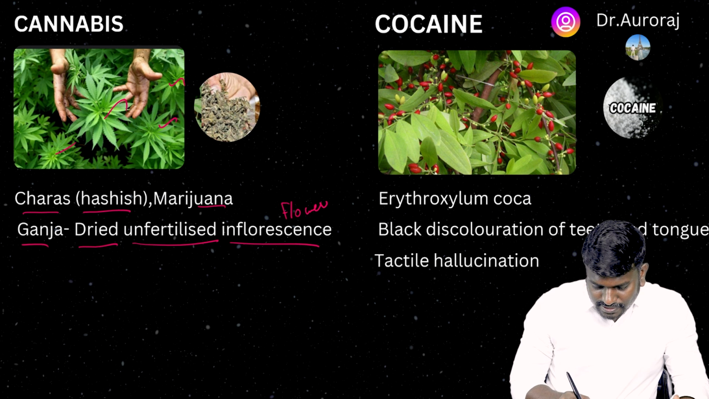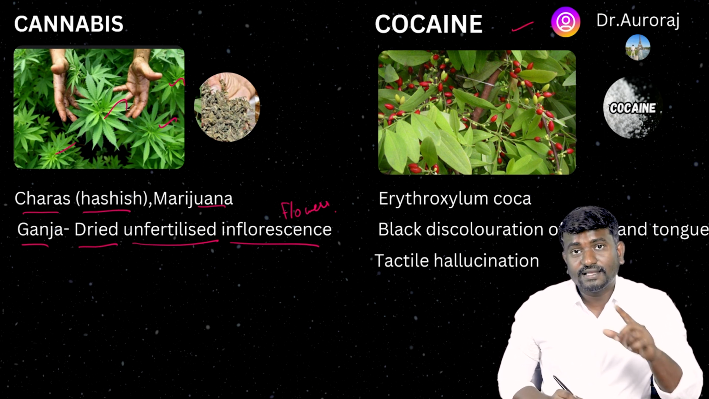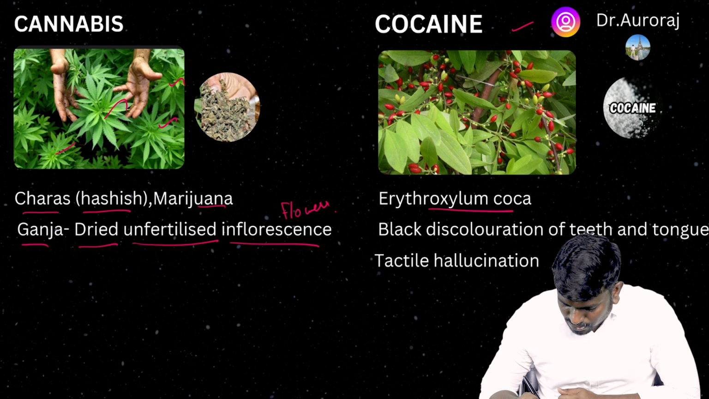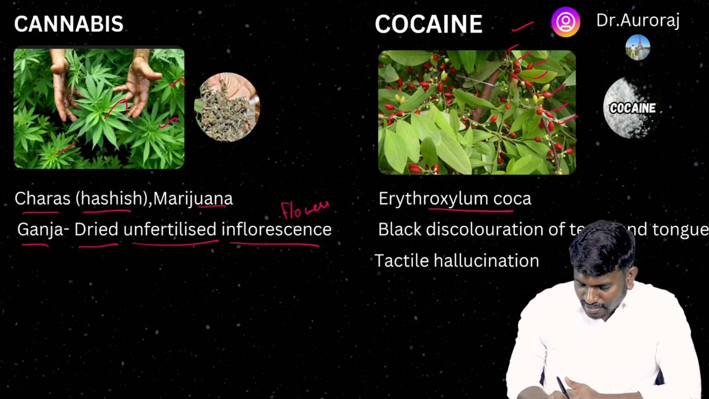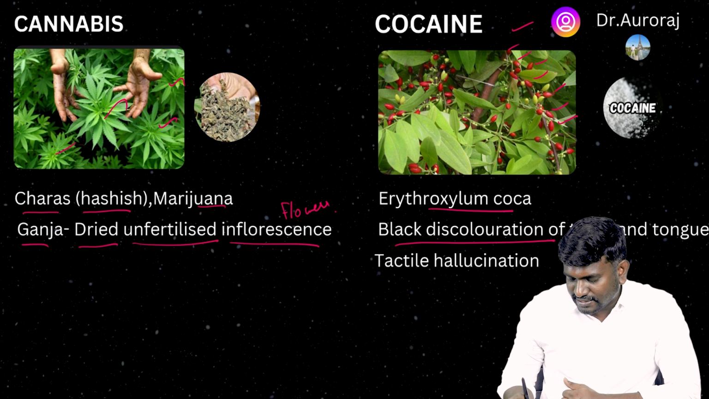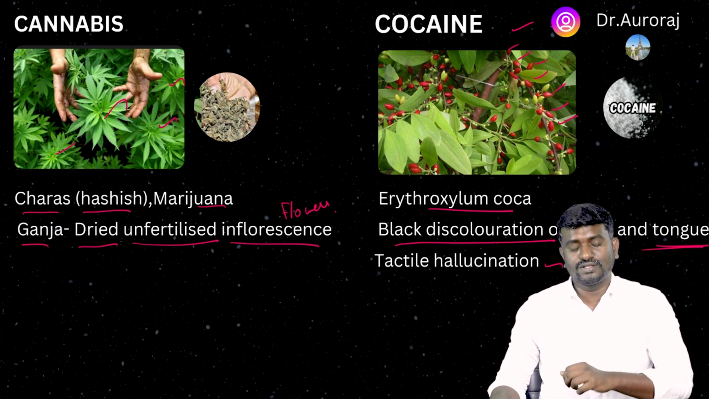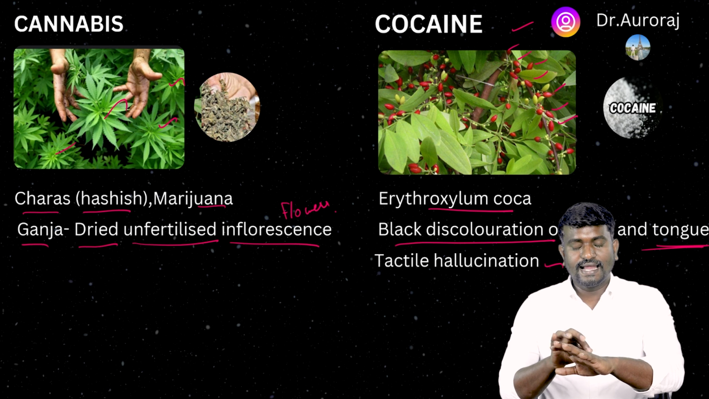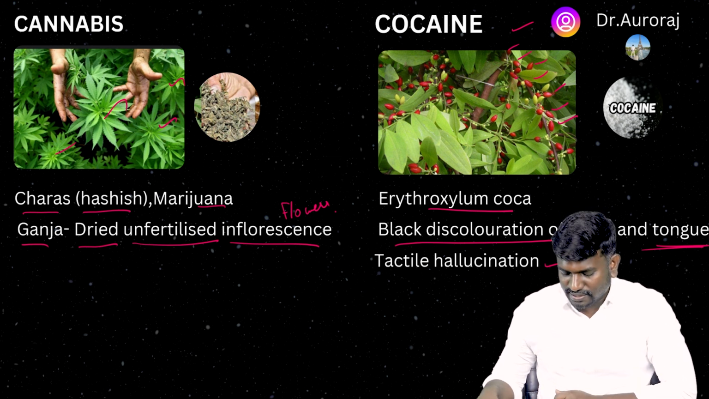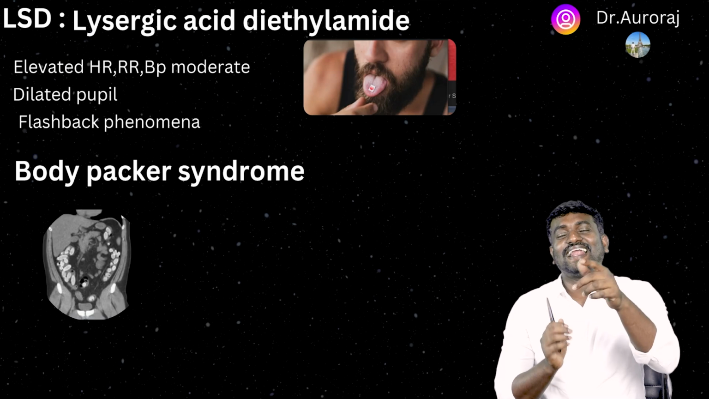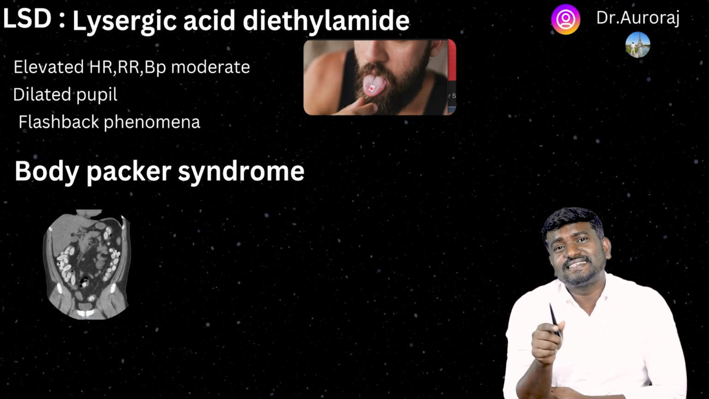Yes. Good. Now, cocaine. Remember, it is from Erythroxylum coca. This is going to be what? Please remember, cocaine is produced from here. Now, black discoloration of teeth and tongue happens, and tactile hallucination. What is tactile hallucination? Patient may feel like ant moving in the hand. This is going to be called as what? Tactile hallucination.